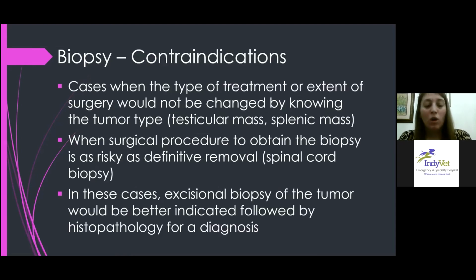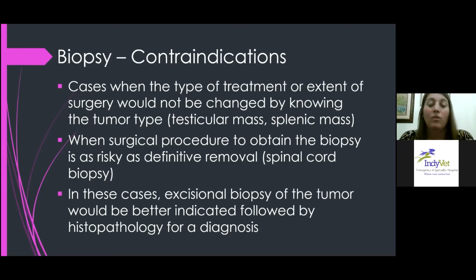So what are some contraindications to do a biopsy? Cases when the type of treatment or extent of surgery wouldn't be changed knowing what it is. For example, a testicular mass or splenic mass, it doesn't matter what it is, it needs to come out. Another is when a surgical procedure to obtain a biopsy is just as risky as just removing it.